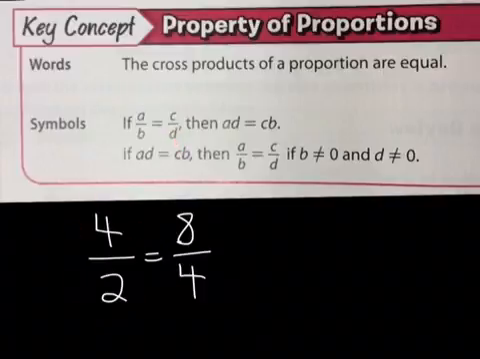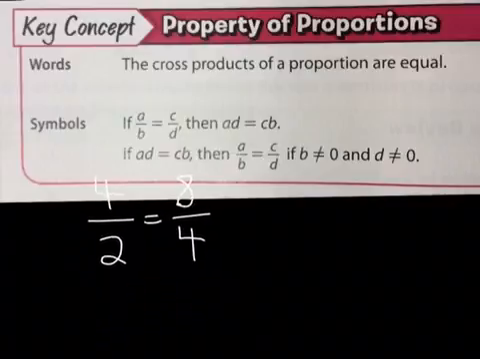I've replaced it with numbers so that I know that if I divide 4 divided by 2, I will get 2. And 8 divided by 4 is also 2. Which means these two ratios are equal.